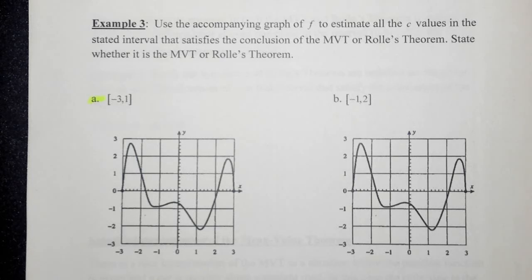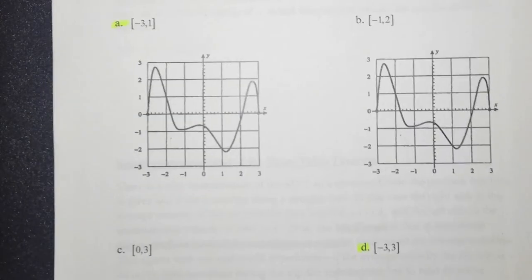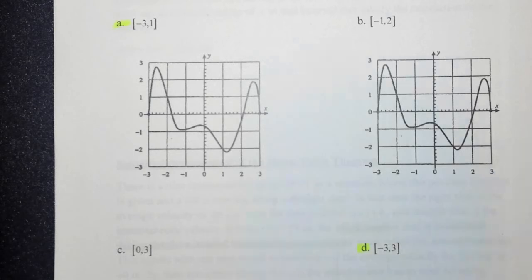So you will have a mathematical problem to, again, apply what I just showed you. What if you were given a graph and it says use the accompanying graph of f, which you have 4 here, it's the same graph, to estimate all c values that satisfy the conclusion of the MVT or Rolle's theorem. So we need to state whether it's MVT or Rolle's. First of all, what we have to look at is what is the interval. I'm just going to do 2 of these, and I'll leave the other 2 for you.